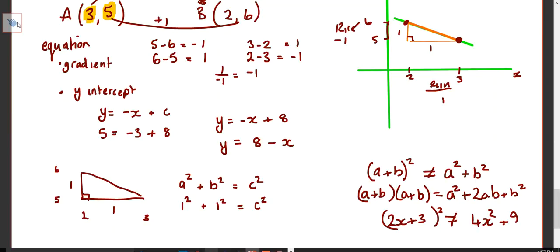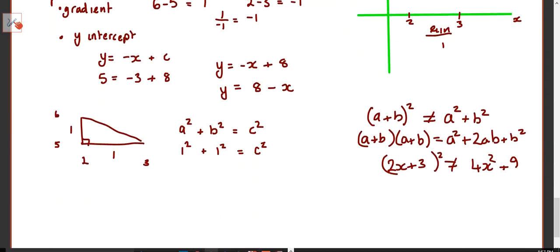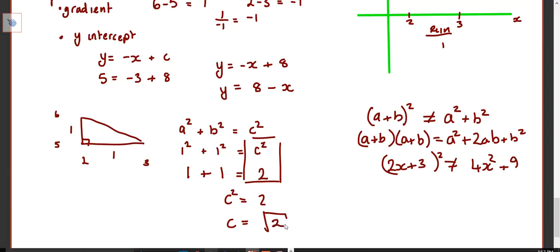We've discussed that. So anyway, what is the length of this line? 1 times 1 equals 1, plus 1 equals 2. So c squared is 2. That always confuses me.